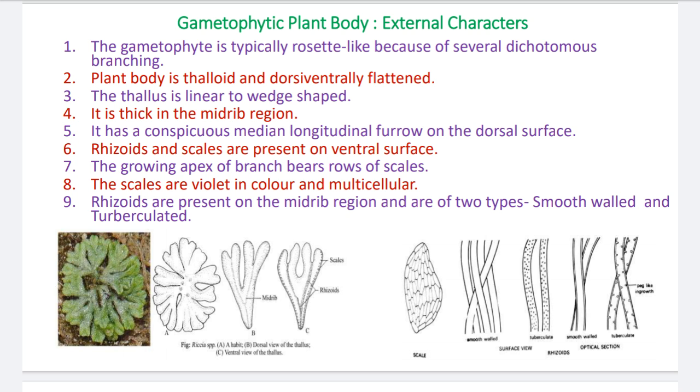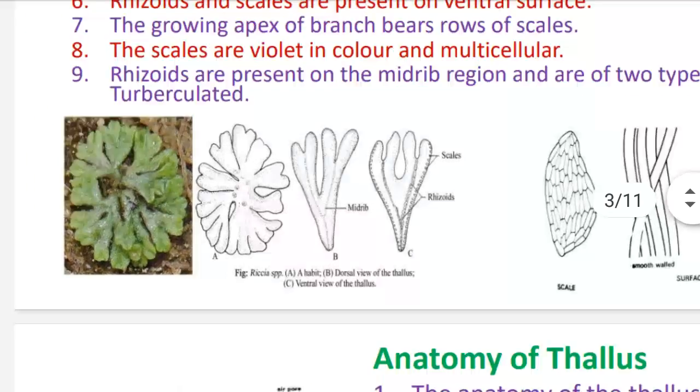Number 9, rhizoids are present on the midrib region. Midrib region means the midrib is present toward the dorsal side, and on the same point toward the ventral side the rhizoids are present. Rhizoids are of two types, smooth walled and tuberculated. See here the photographs.